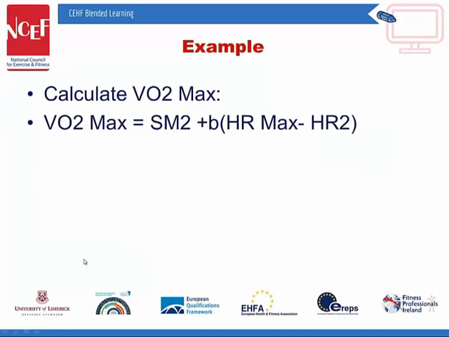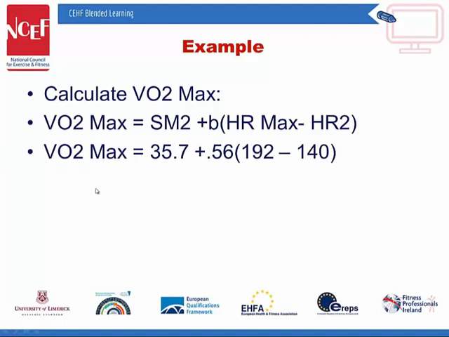Okay, so VO2 max, again looking at the formula, is SM2, submaximal workload 2, plus B, which we've just calculated, times heart rate max, which is 220 minus the person's age, minus heart rate 2, which was the last heart rate we got at stage 2. If we put all that into the formula, submaximal workload 2, we read it off the chart, it's 35.7, plus 0.56, which is B, we've just worked it out. Heart rate max is 220 minus Mary's age, which was 28, so that's 192, and 140 was heart rate 2, the last heart rate we got at stage 2.